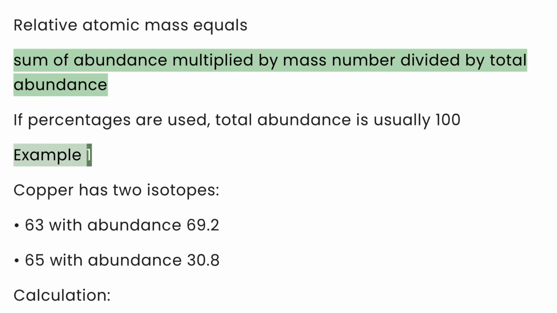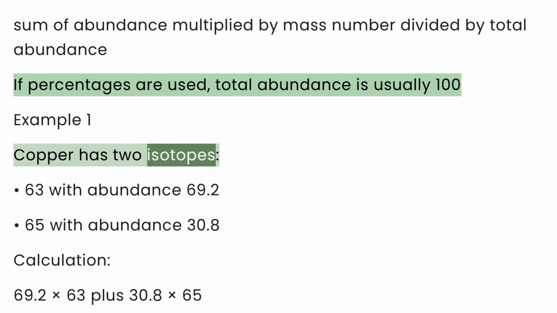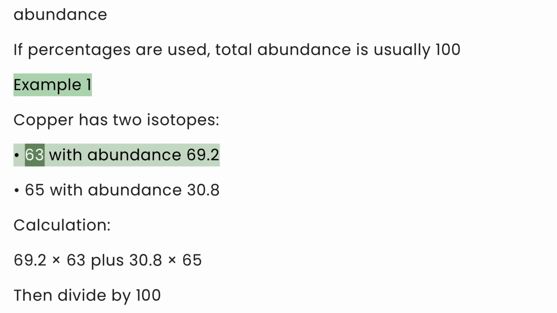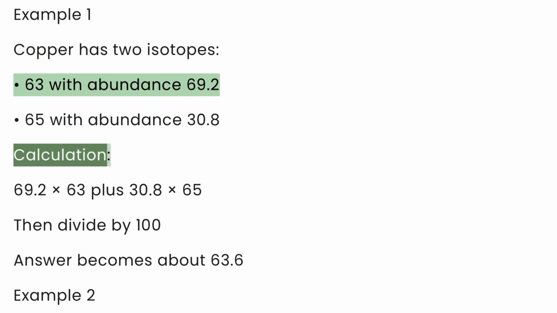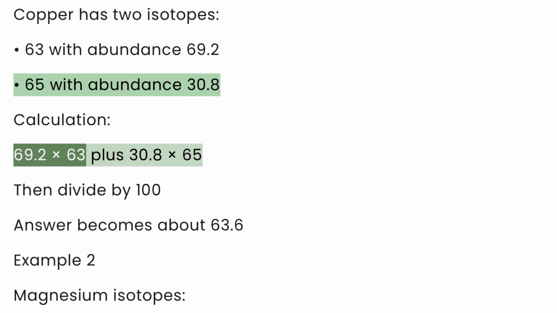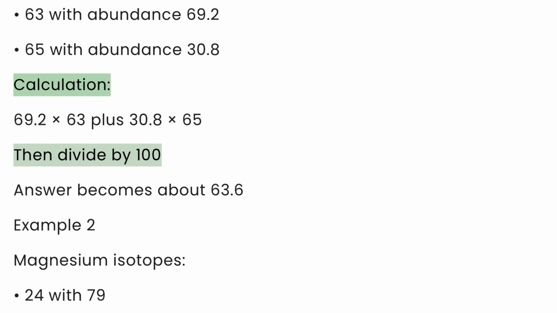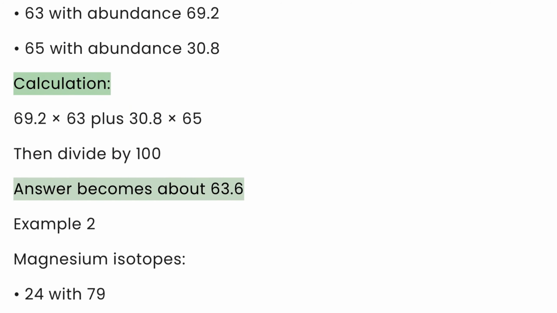Example 1. Copper has 2 isotopes. 63 with abundance 69.2. 65 with abundance 30.8. Calculation. 69.2 × 63 plus 30.8 × 65, then divide by 100. Answer becomes about 63.6.